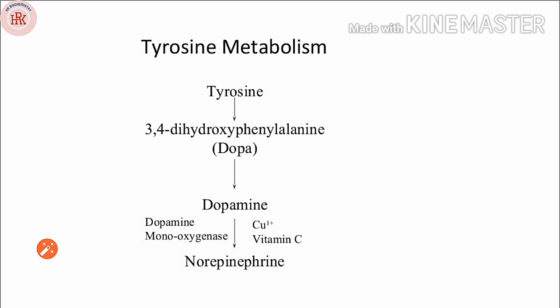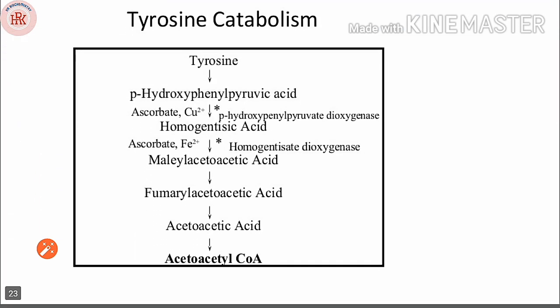Now coming to the third function, in tyrosine metabolism. We all know that during tyrosine metabolism there is a formation of dopa and dopamine. Then the conversion of dopamine into norepinephrine by the dopamine monooxygenase enzyme also requires vitamin C. Now coming to tyrosine catabolism. Tyrosine is converted to para-hydroxyphenylpyruvic acid, and this is converted into homogentisic acid with the help of the enzyme para-hydroxyphenylpyruvate dioxygenase. This also requires vitamin C.